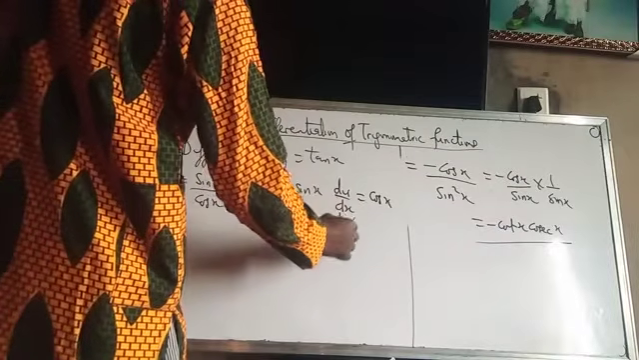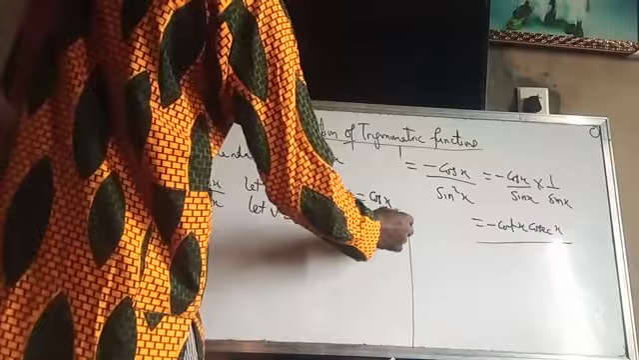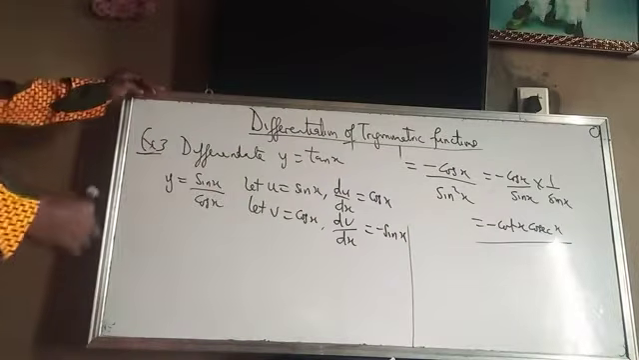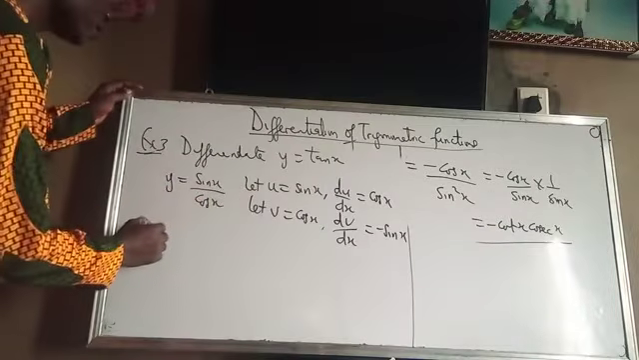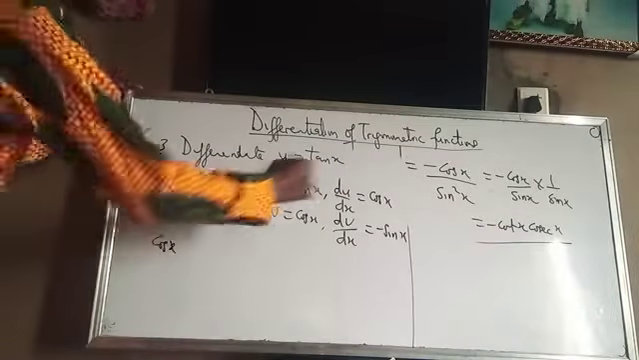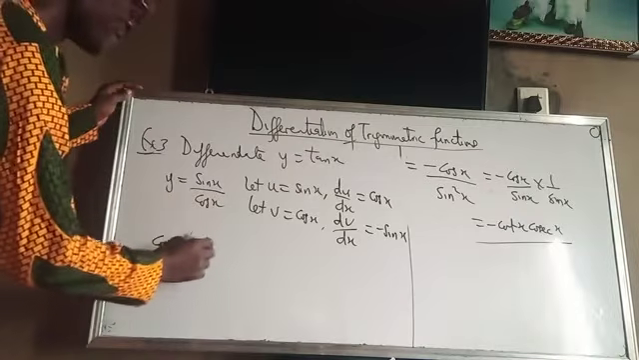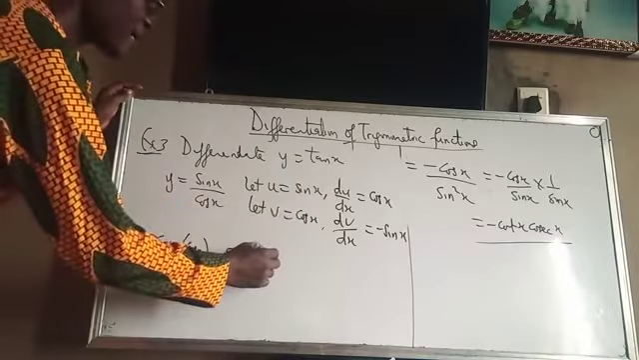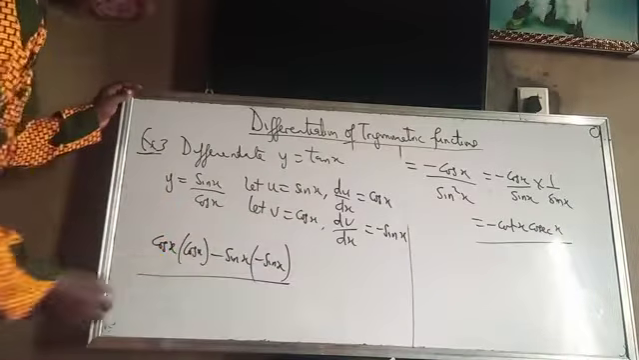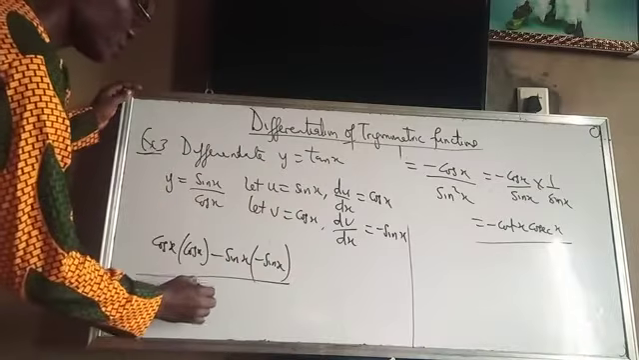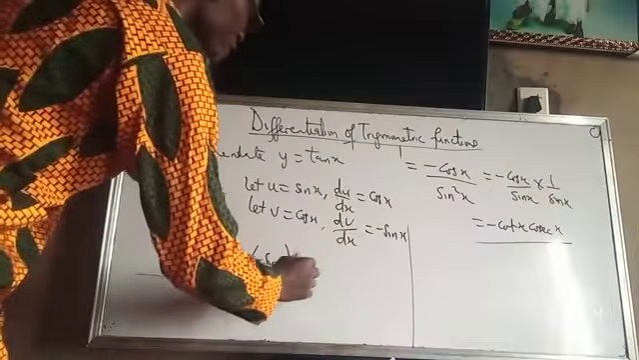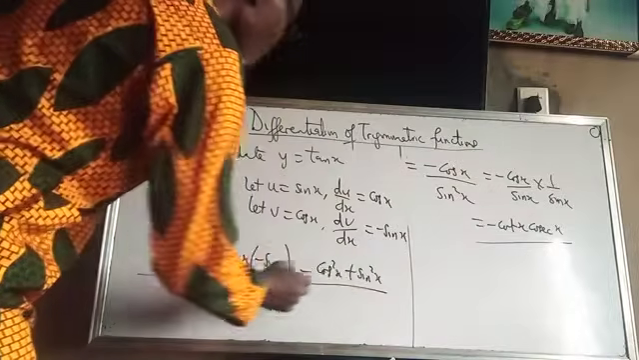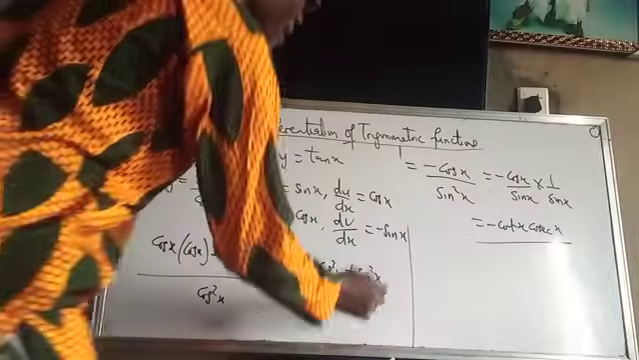dv dx will be equal to minus sine x. Okay? Now, using our quotient formula, our v is cos x. du dx is cos x, minus our u, sine x, dv dx, minus sine x, all over our v squared, cos square x. So this will be what? Cos square x plus sine square x all over cos square x.